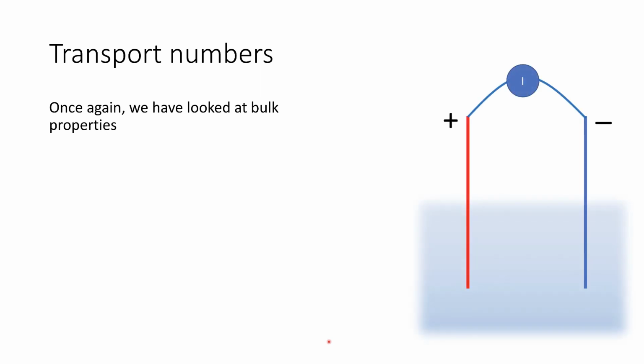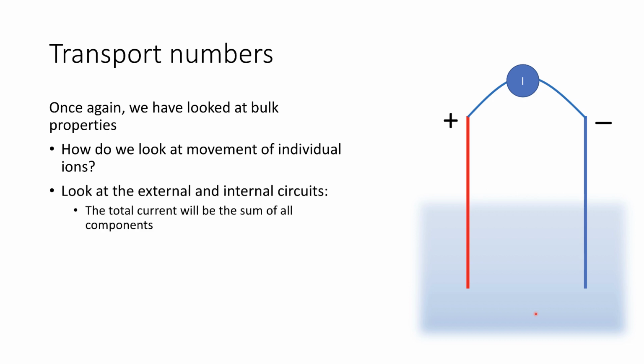The next factor we wish to look at is transport numbers. As said before, we have looked extensively at bulk properties in terms of conductivity, but we need to think about what's going on. We need to think about how the charge moves around in our solution. So how do we look at the movement of the individual ions when all we can measure is the external current I? We need to consider both sides of this particular cell. We need to factor in the external circuit going through the ammeter, and the internal circuit going through the solvent, because the total current will be the overall sum of all components.